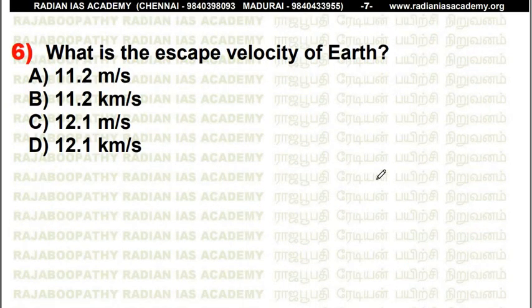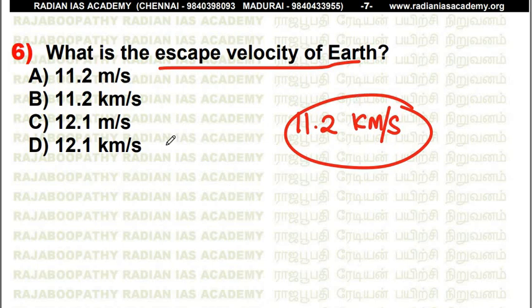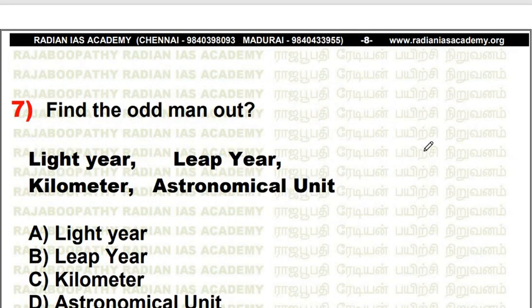What is the answer for this? What is the escape velocity of Earth? Here I am giving you the concept with respect to any competitive examinations you are going to write in the future, to understand the present studying subjects also. So it is 11.2. The unit is very important. 11.2 kilometer per second. Next, find the odd man out.